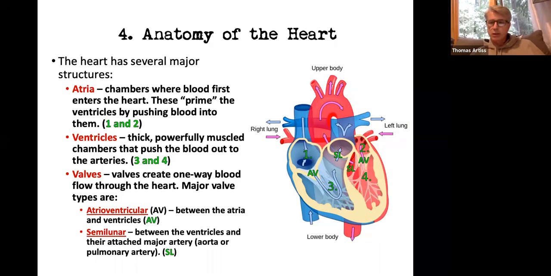There are then, it's a little hard to see in this diagram, but there's another set of valves behind the ventricles. Once they push their blood out, these valves close behind them. They're called semi-lunar valves because they look like a half moon.